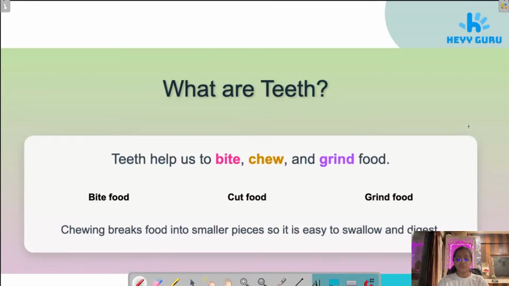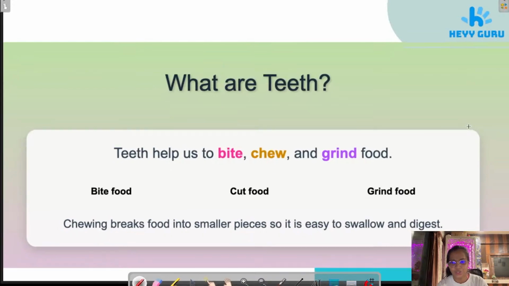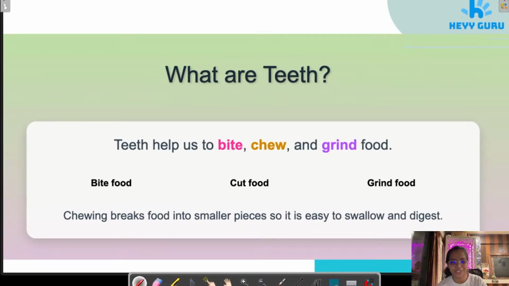What are teeth? The first question is, what are teeth? You are using them in your day to day life, right? Yes, I can see yes. So teeth help us to bite anything, to chew anything, and grind our food. Why do we need teeth? So that we can take a bite of the tasty food, chew it, grind it, and then swallow it, and that goes to your stomach, and you will feel that your stomach is very full. So yes, teeth help us to bite, chew, and grind food.